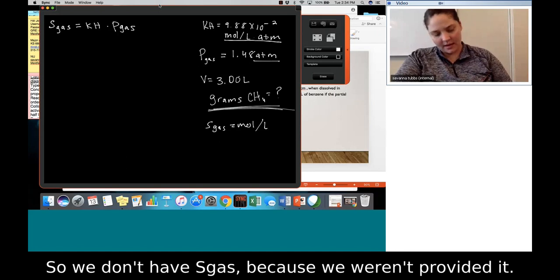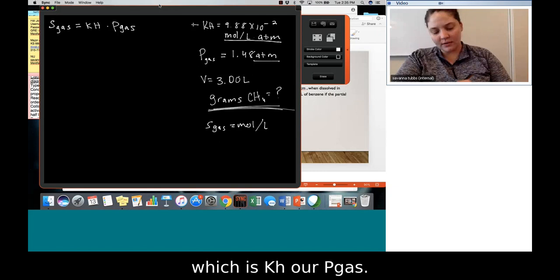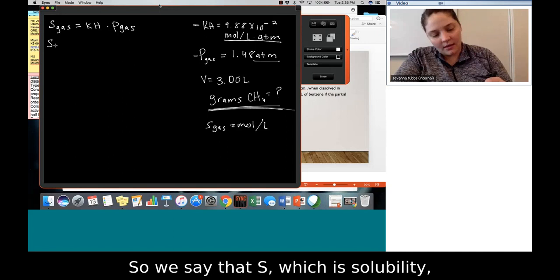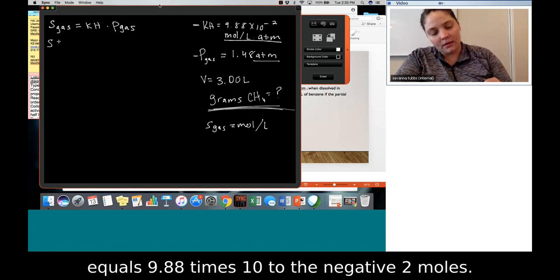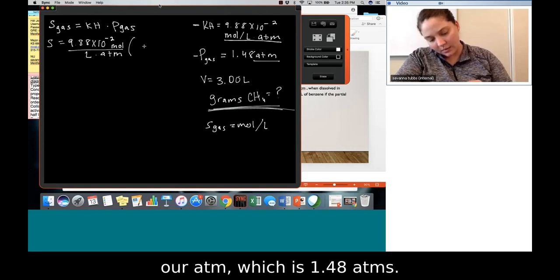So we don't have S gas because we weren't provided it. So we're going to plug in what we have, which is KH and our P gas. So we say that S, which is solubility, equals 9.88 times 10 to the negative 2 moles over liters times ATM, times our ATM, which is 1.48 ATM.